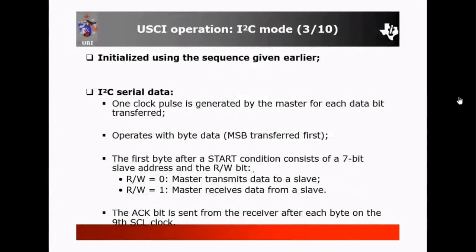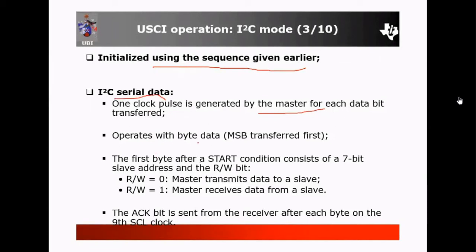Now come to the USCI operation in I2C mode. First, initialize using the sequence given earlier. The way of initialization is the same as in SPI mode, that's why it is written there. Now I2C serial data: one clock pulse is generated by the master for each data bit transferred. For one bit of data transfer, the master has to generate one clock pulse.